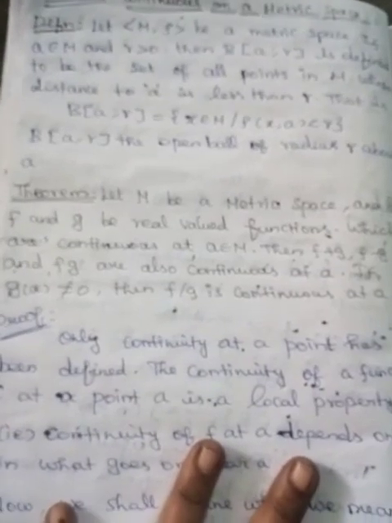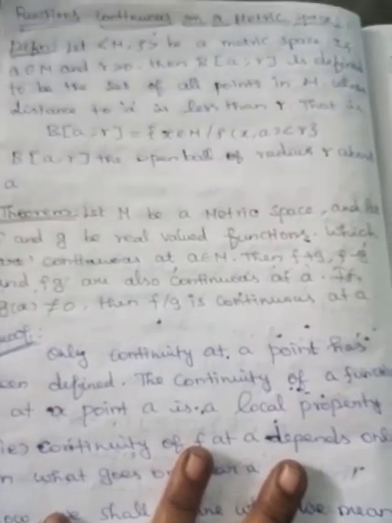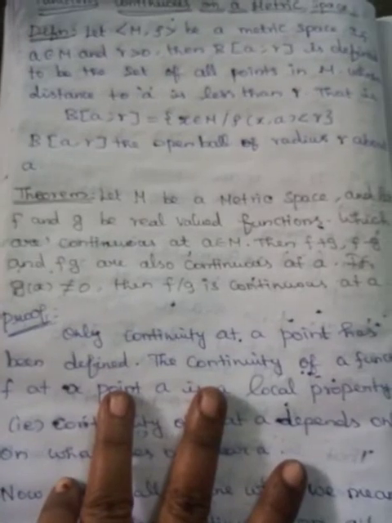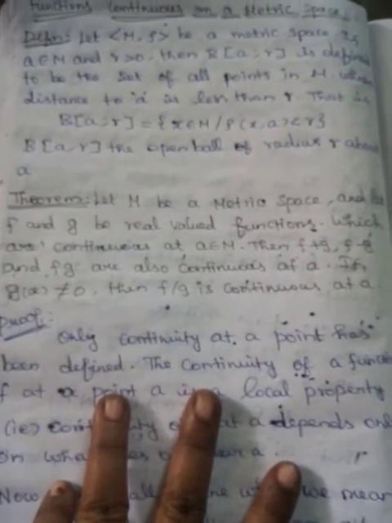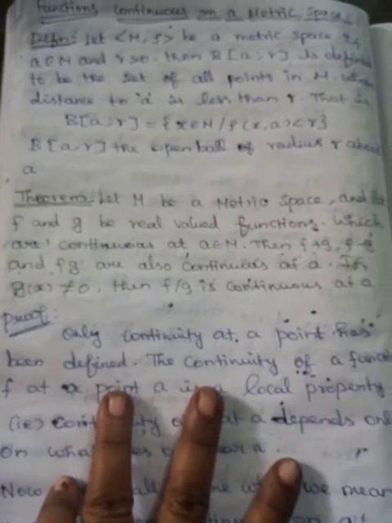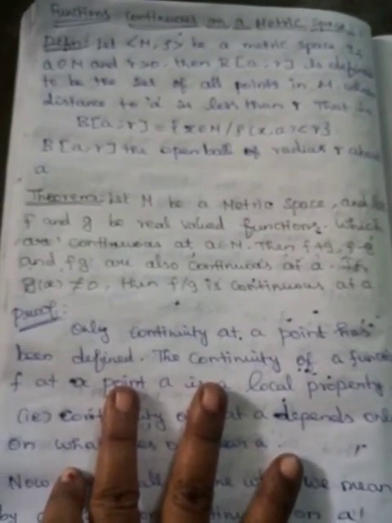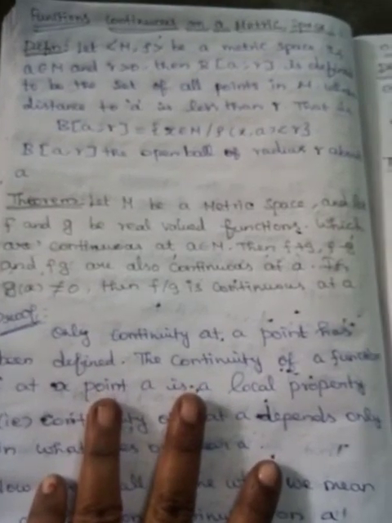Next we have to prove a theorem. Let M be a metric space and let f and g be real valued functions which are continuous at a belongs to M, then f plus g, f minus g and fg are also continuous at a. If g of a is not equal to 0, then f by g is continuous at a.